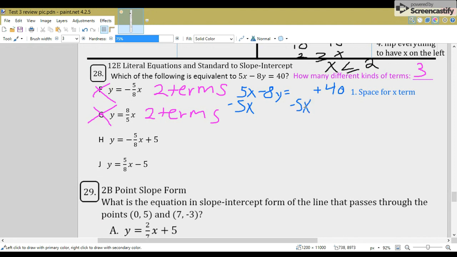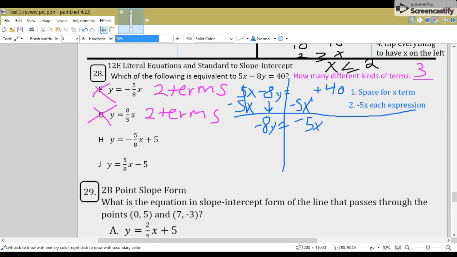And notice I line up the x with the space because these are not like terms. One's an x with a degree of 1, and one does not have an x. It has 0 degrees x. So now we have, that's 0. Carry this down, negative 8y equals negative 5x plus 40.